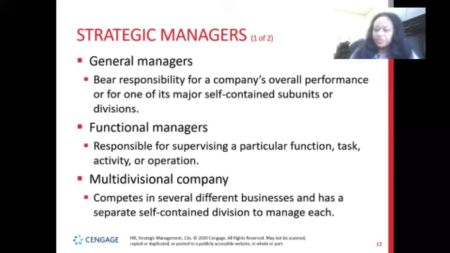Then what you have is a functional manager. Functional managers are responsible for the functional activities of a firm. So you can think of marketing, human resources, finance, accounting, maybe production, manufacturing, research and development. They're very important, but they typically are responsible for implementing the strategy that has been delegated and articulated to them by general managers. So they are responsible for supervising a particular function, task, activity, or operation, and for strategy implementation. General managers are largely responsible for strategy development and oversight.